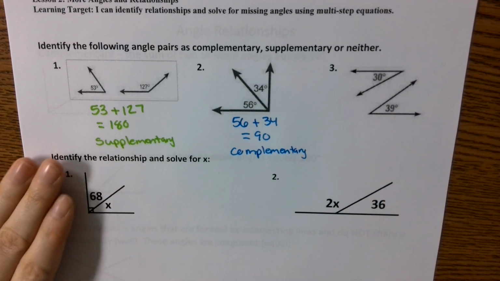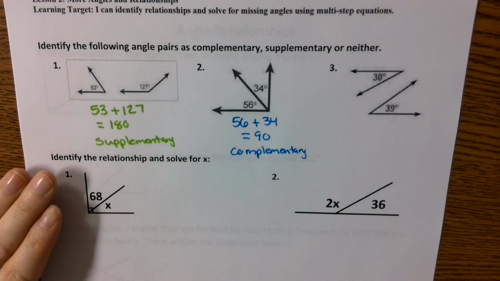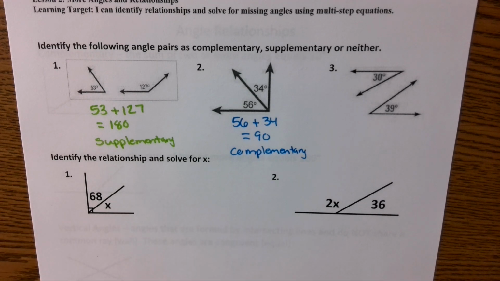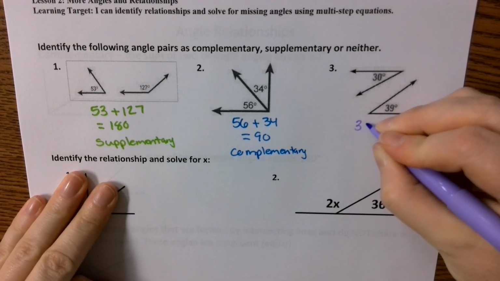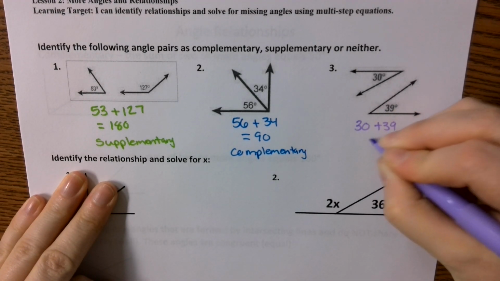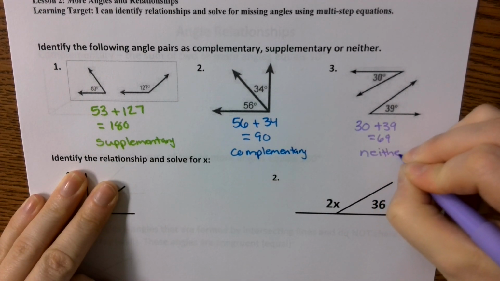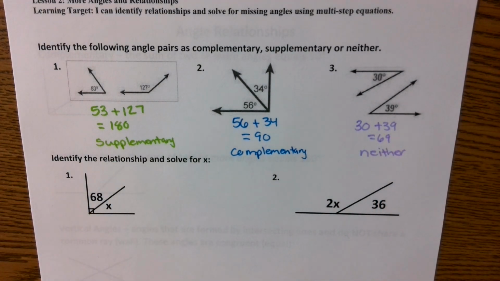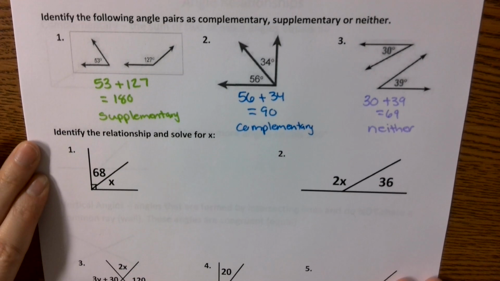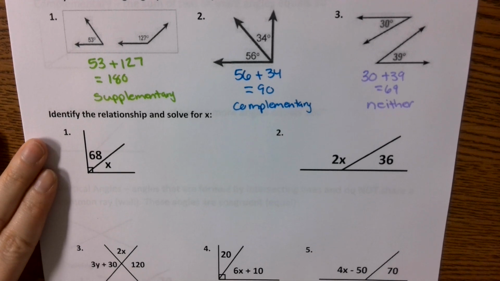What about problem number 3? Neither, right? They are absolutely neither relationship. If we add the 30 and the 39 together, that's going to be equal to 69. That is neither complementary nor supplementary. Okay, it has to equal either 180 or it has to equal 90 in order to have one of those relationships. All right, so let's take a look at problems 1 through 5.